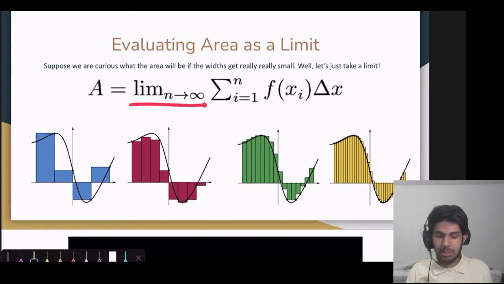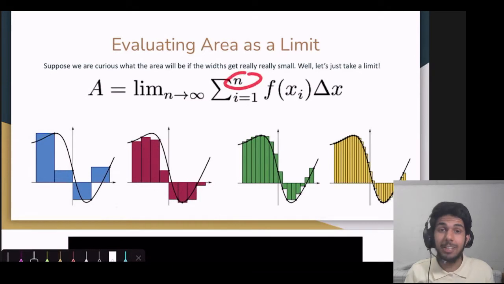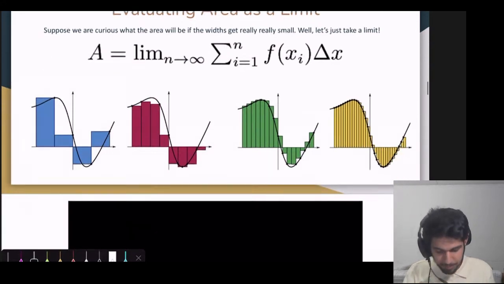So that's what we're doing here. We're taking the limit as n goes to infinity, so we want an infinite amount of rectangles. That means delta x may be extremely tiny. We just want to fit an infinite amount of rectangles in there.